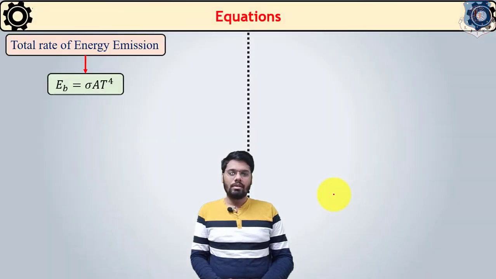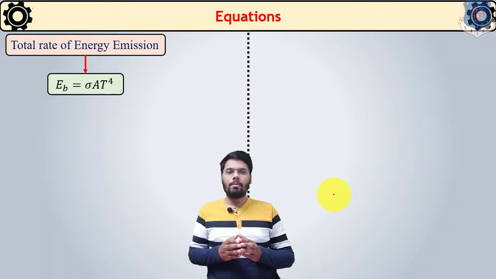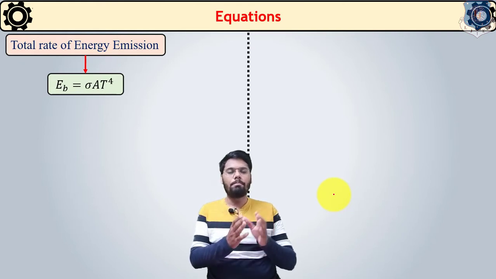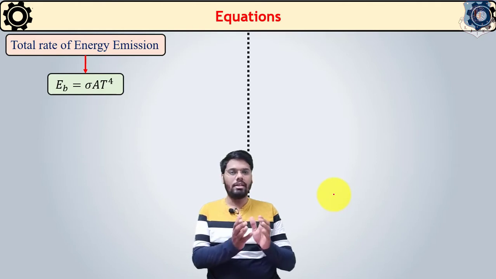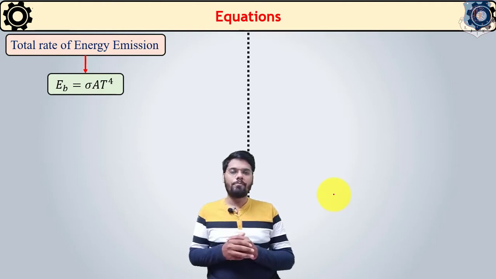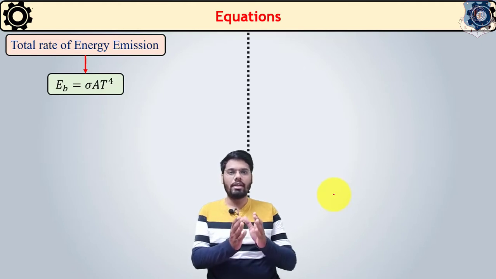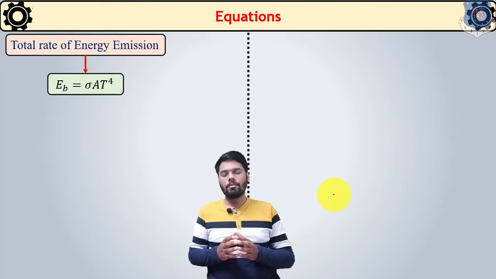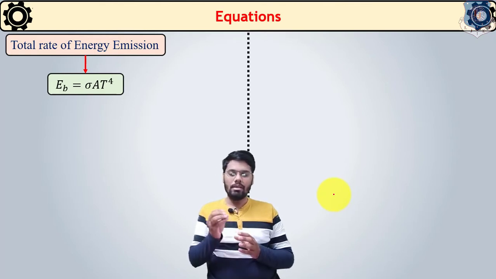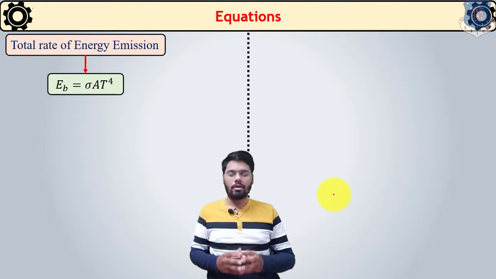First, from the Stefan-Boltzmann law, we have derived the equation for the black body emissive power, which is given by E_B = sigma A T^4, where sigma is the Stefan-Boltzmann constant whose value is 5.67 × 10^-8, T is the surface temperature of the black body and A is the area. E_B is the black body emissive power.